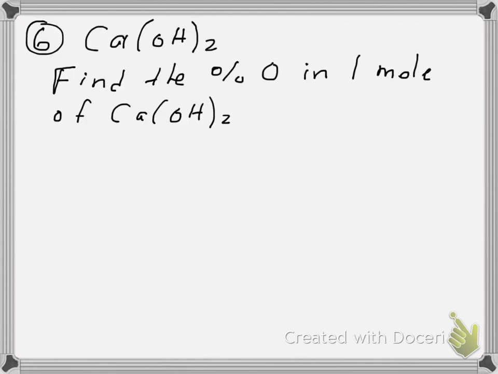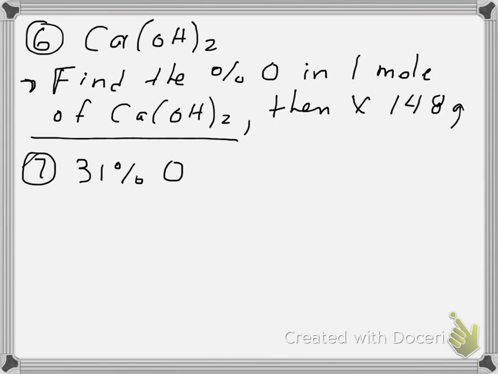Okay, for number 6, the same thing kind of, the mass of oxygen in 148 grams of calcium hydroxide. So again, you would start off by finding the percent oxygen in 1 mole of calcium hydroxide, alright, and then multiply that percent times 148, alright, and then that would give you grams of oxygen in 148 grams of calcium hydroxide.